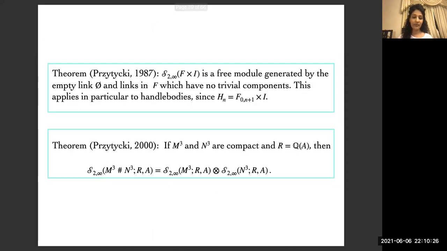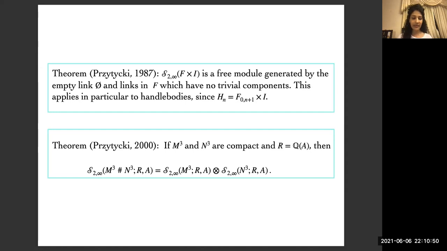Okay. So this theorem, due to Przytycki, is essential, especially for this talk, because handlebodies are thickenings of planar surfaces. So this theorem states that the Kauffman bracket skein module of an oriented surface times the interval is a free module, which is generated by the empty link and links in F which have no trivial components.